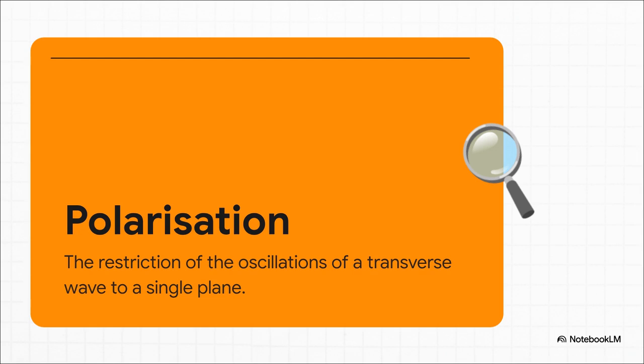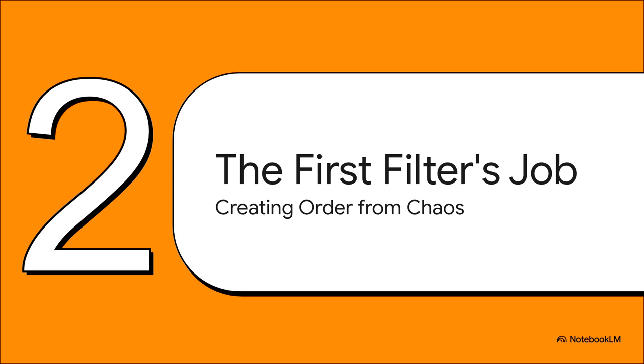And this is actually a super important concept because it's one of the key pieces of proof that light is a transverse wave. You see, you can't do this with a sound wave, which pushes forward and back. Only side-to-side waves can be polarized. So the big question is, how do we actually do that? How do we take that messy, chaotic light and make it nice and orderly? Well, we use a special tool.